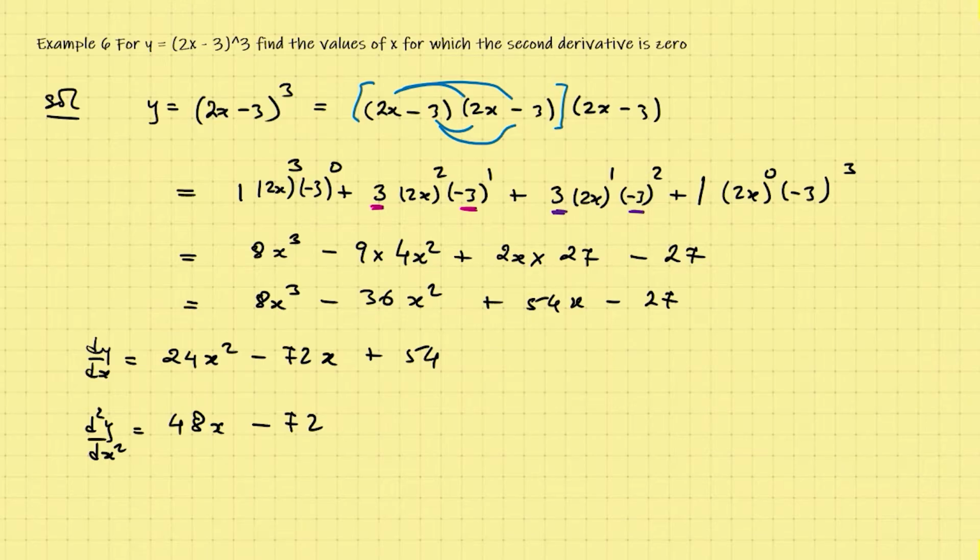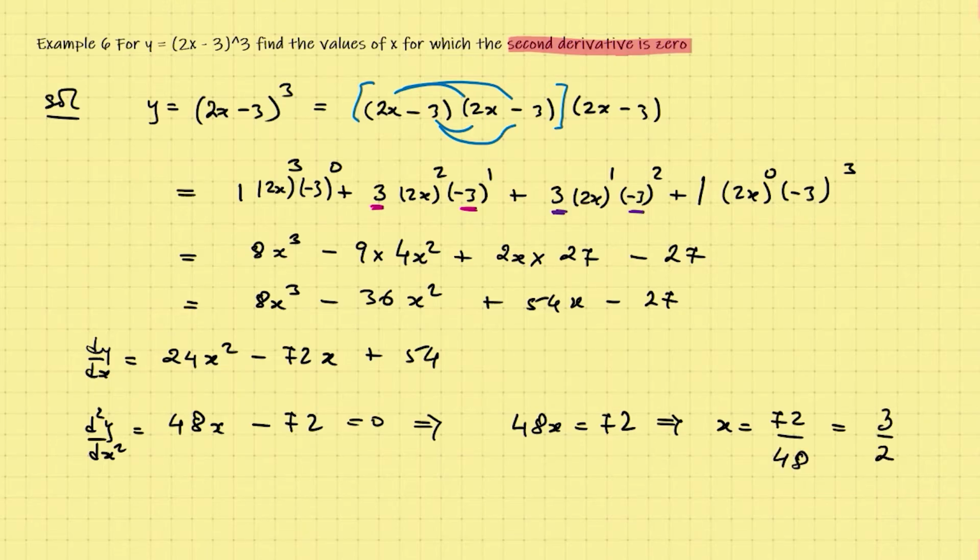So once we've now got this, we can say we want our second derivative to equal 0. So what I'm actually going to do is set this equal to 0, and solve. So I'm going to say 48x is equal to 72, which tells me x is actually equal to 72 over 48. And we can simplify this to get the final answer of 3 over 2. So that's the x value for which the second derivative of our cubic actually gives us 0.